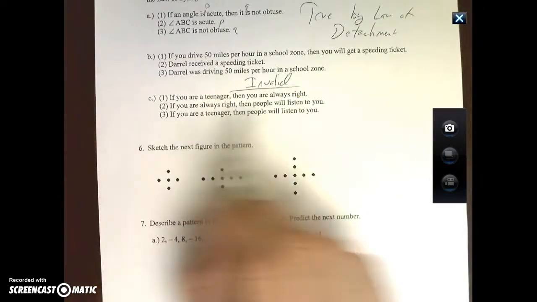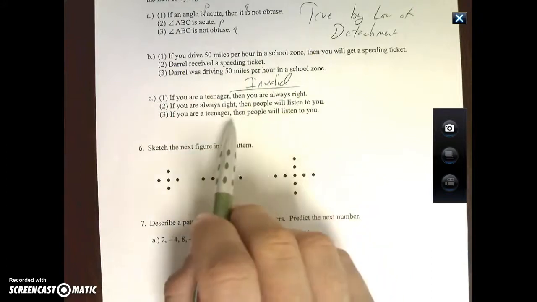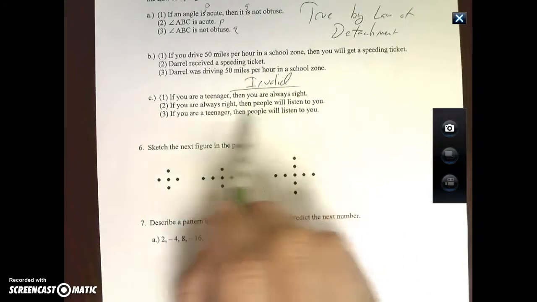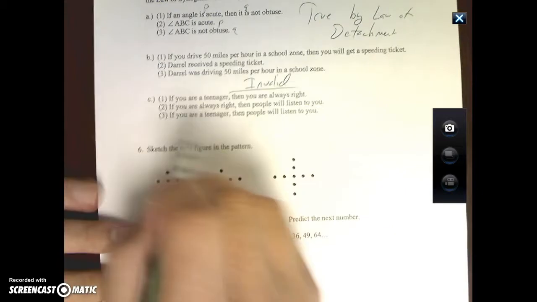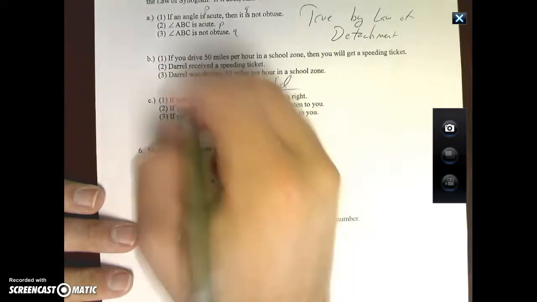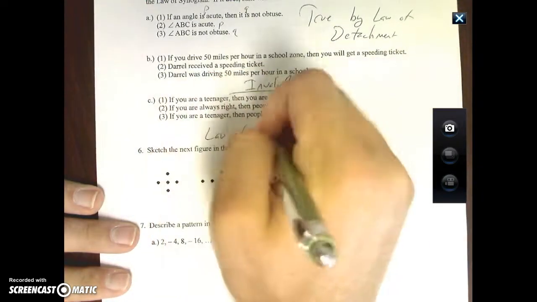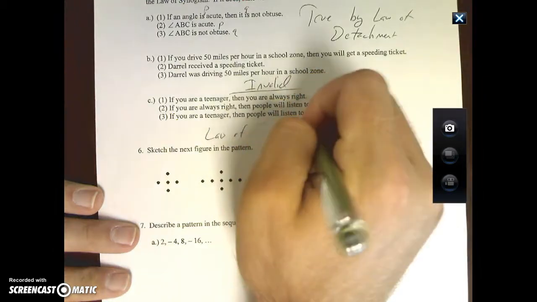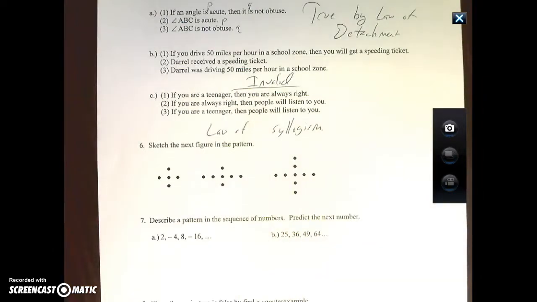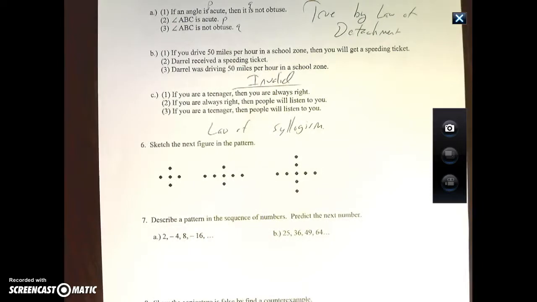Lastly, if you are a teenager, then you are always right. If you are always right, then people will listen to you. If you are a teenager, then people will listen to you. See how we're crossing this one off? This is your law of syllogism. That's actually my favorite law because it kind of just goes like boom, boom, boom, boom. And yes, I do say that in my head whenever I'm reading those. But it's just in order, okay? And it also kind of follows that transitive property. If A equals B, B equals C, then A equals C.